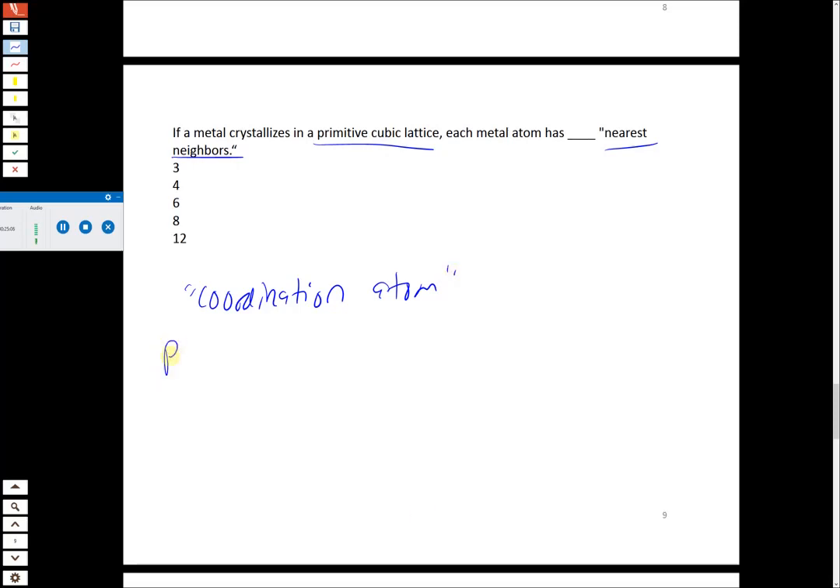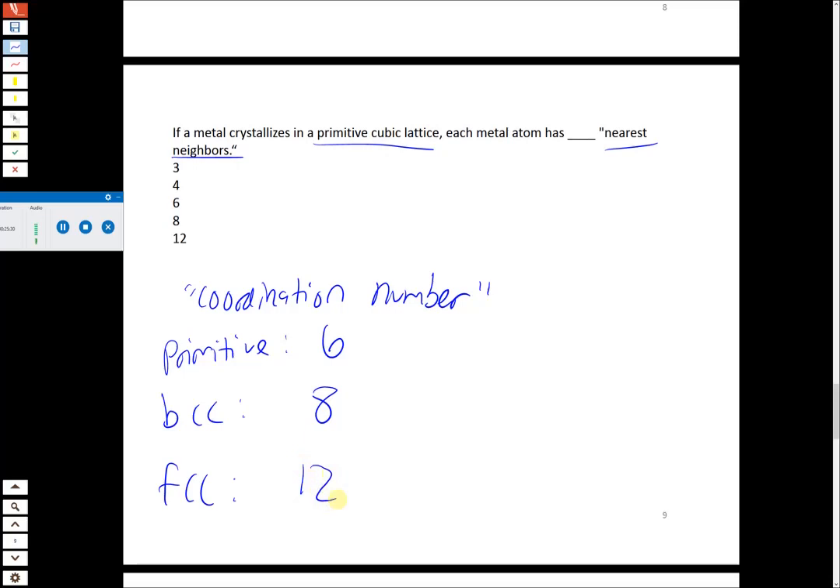So if you have primitive cubic, body center cubic, and face center cubic, the number of this is not coordination atom, coordination number. I was trying to talk and write at the same time, which never goes well, as you guys know. Alright, so coordination number is different for these three different unit cell types. So the primitive cubic cell is a coordination number of 6, body center cubic coordination number of 8, face center cubic coordination of 12, and the packing efficiency increases as the coordination number increases as well.